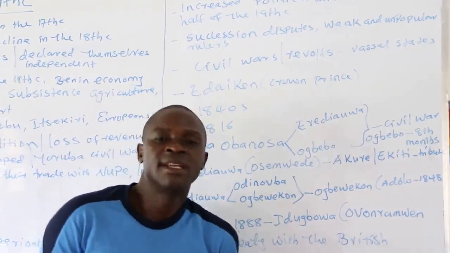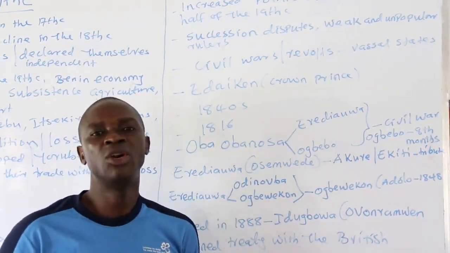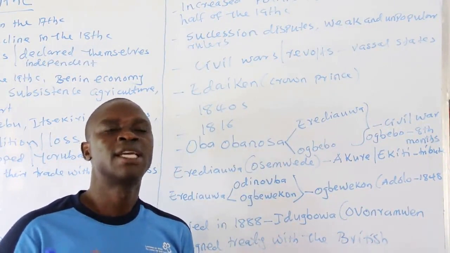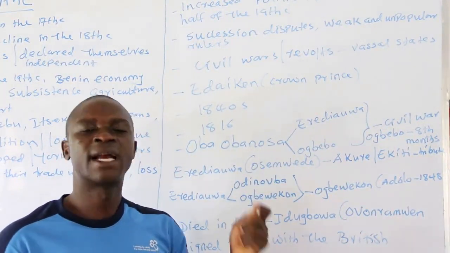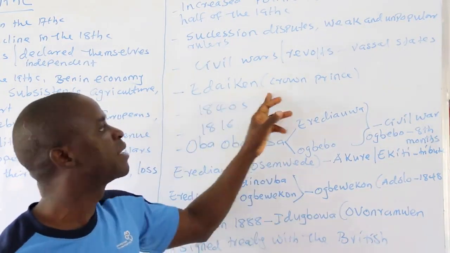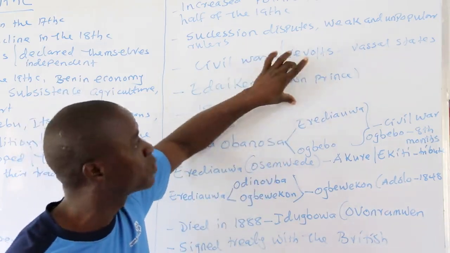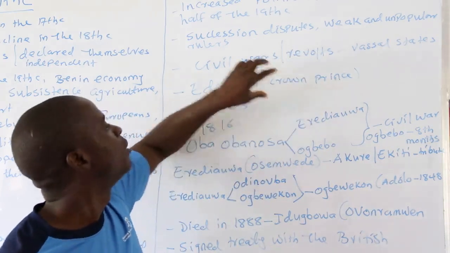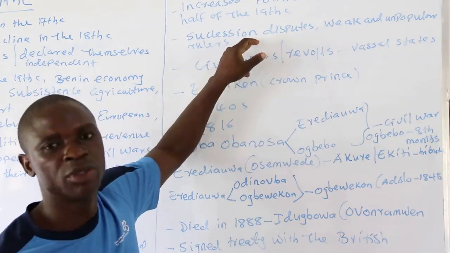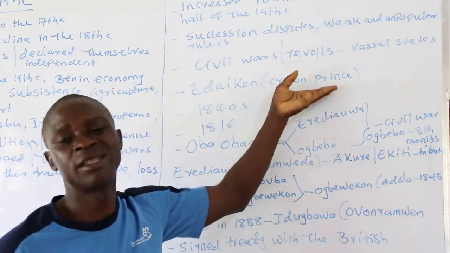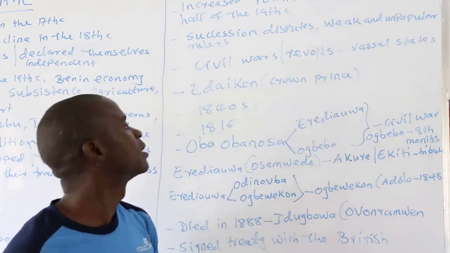Well, even though Benin had a rule, or a law, that once the king died, automatically the crown prince, whom we call the Edaiken, will succeed him, even with that particular law in place, there were still succession disputes. So it means that the laws were still not obeyed by the princes.